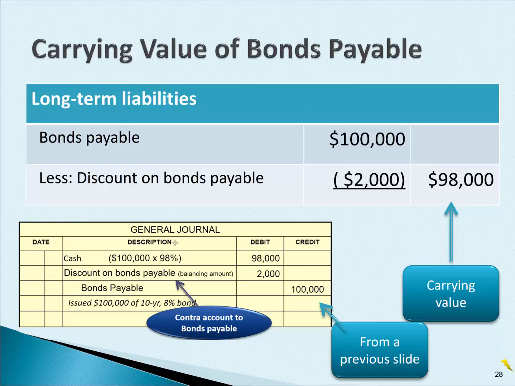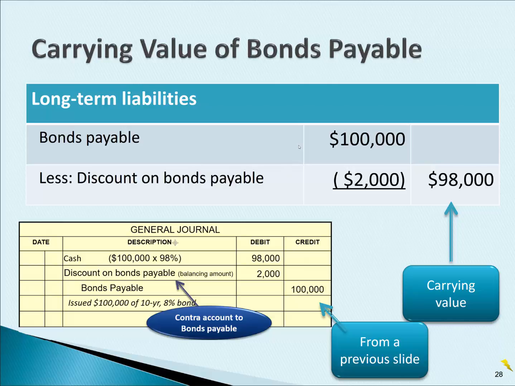The bottom section of the slide shows the journal entry from a previous slide where we issued bonds and we only received 98% of maturity value, probably because the interest rate on our bonds was low. This created the need for the discount on bonds payable account.